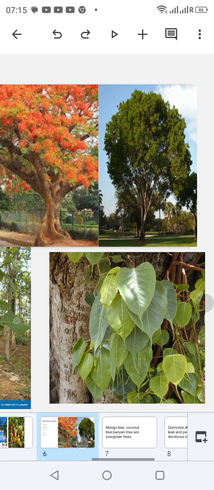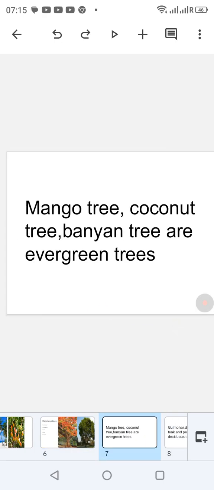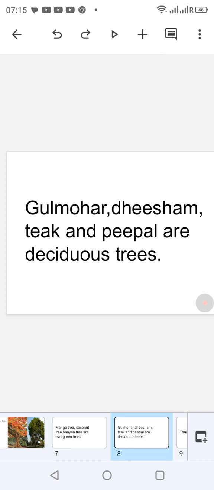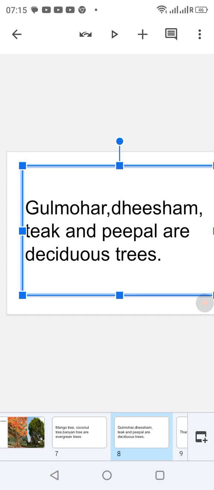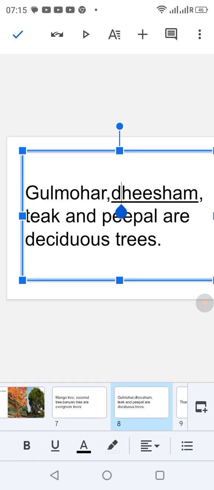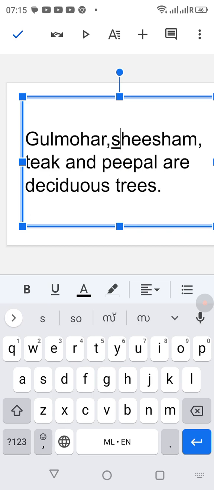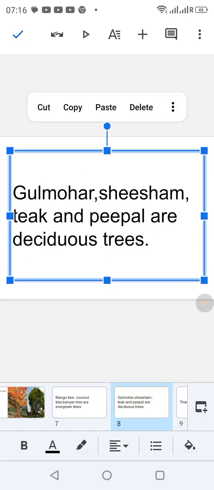So we learned that mango tree, coconut tree and banyan tree are evergreen trees. And gulmohar tree, sheesham, teak and peepal are deciduous trees. There is one correction there, that is sheesham only. Sheesham, gulmohar and teak are deciduous trees.